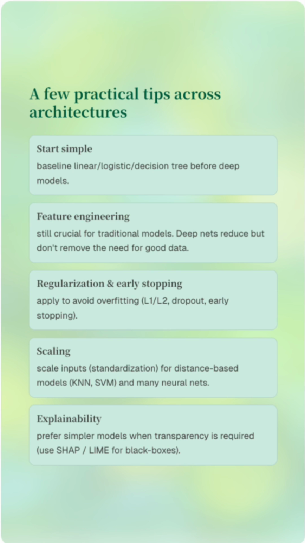Tip number 5, keep explainability in mind. When transparency is important, simpler models are often better. For black box models, use tools like SHAP or LIME to interpret predictions.